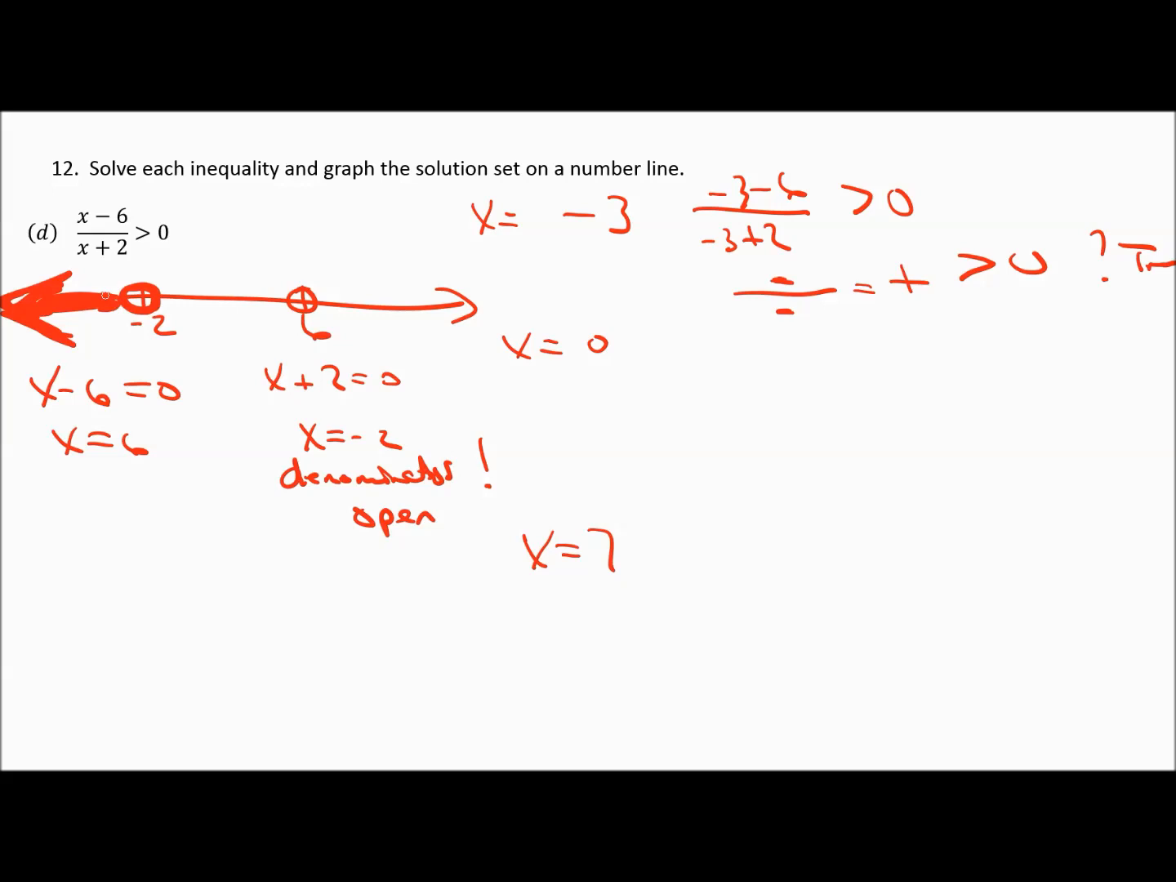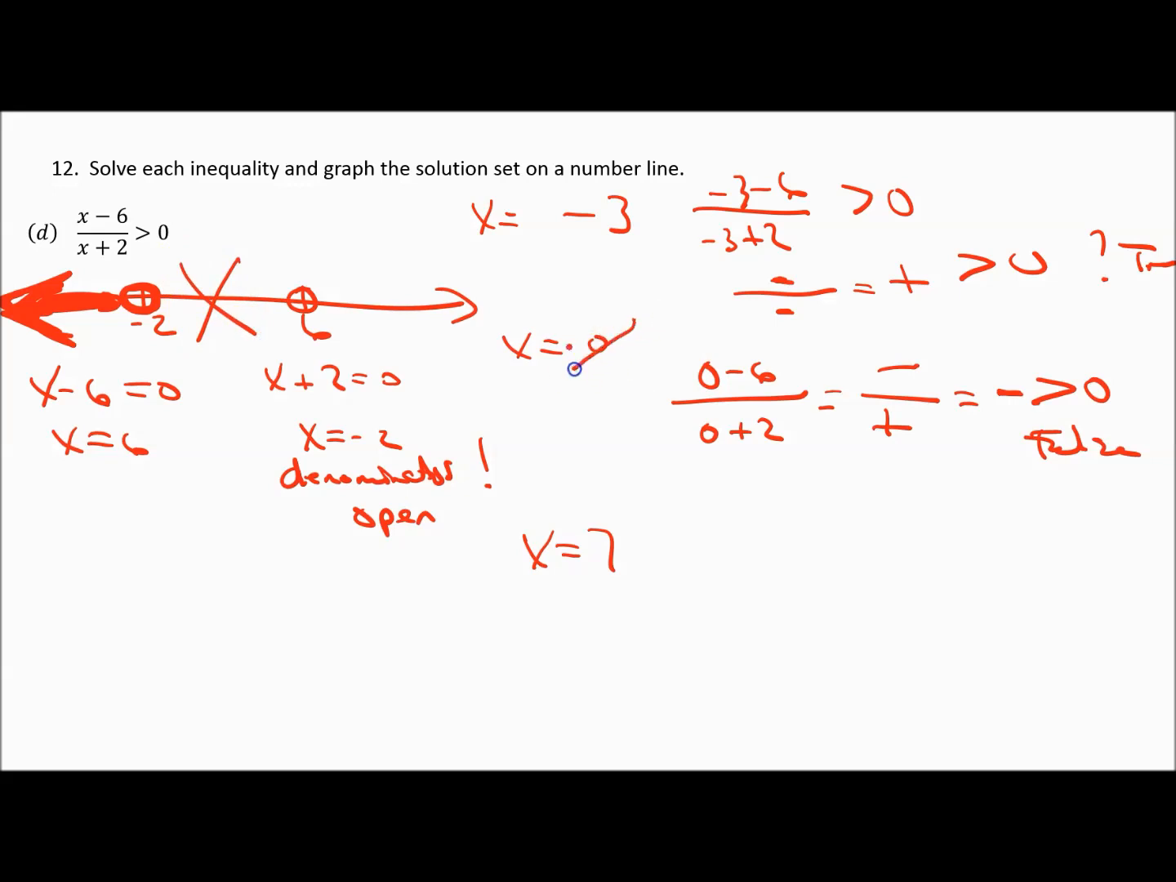Okay? Then I plug in 0, I do the same thing. So 0 minus 6 in the numerator, 0 plus 2 in the denominator, and that gives me a negative number in the numerator divided by a positive number in the denominator. A negative divided by a positive is always equal to a negative. Is a negative greater than 0? No, not ever. So that means this value is out.